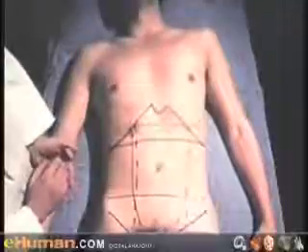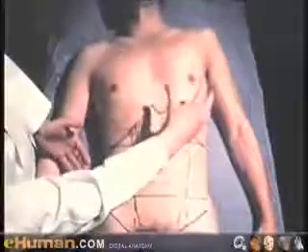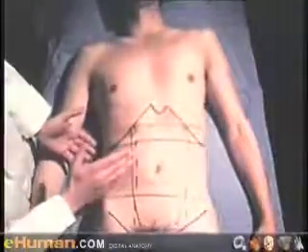The kidneys are lying on the posterior abdominal wall. The left kidney is high up because of the small left lobe of the liver, and the right kidney tends to be lower because of the large size of the right lobe of the liver. The only kidney that can be felt, which is normal, is the right kidney.